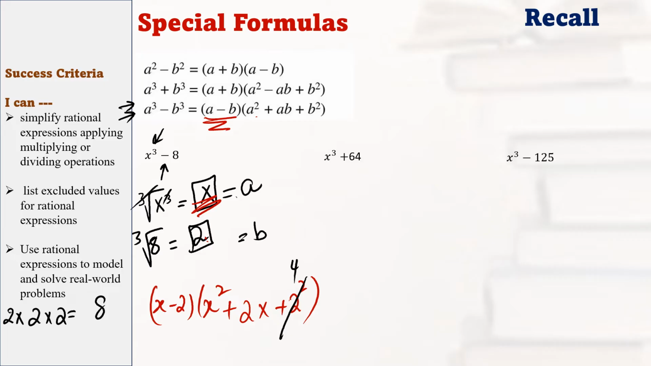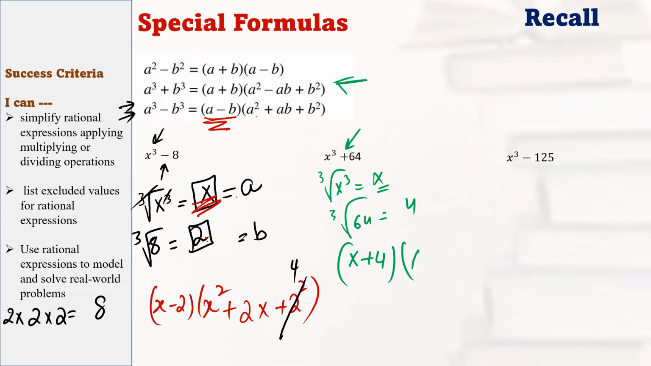Next question. You have x cube plus 64. Since here it is plus, we are going to use our second formula. The cubic root of x cube is x and the cubic root of 64 is 4. So replace the a and b values. It's written a plus b, which means x plus 4. Then a square, which means x square, minus ab, which means 4x, plus b square, which means 4 square. And we know that 4 square is 16.